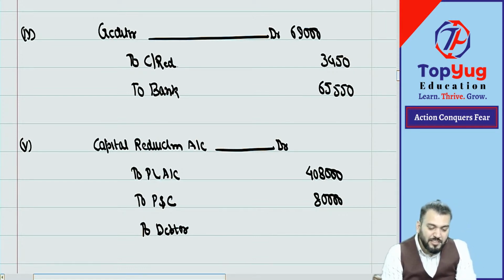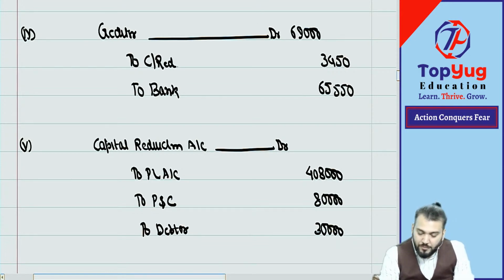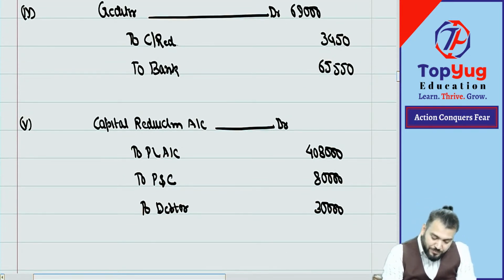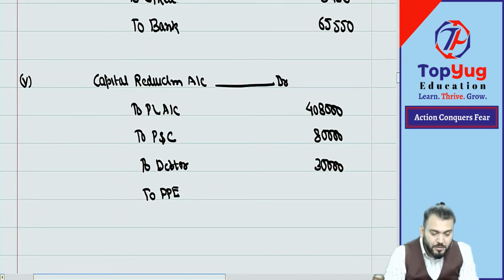Debtor is reduced by only 30,000. Debtor of rupees 30,000, not all. Read the question carefully. 30,000. Correct. Fixed asset to be written down by providing to property, plant and equipment. Now we don't call it fixed asset now. So it is 34,000.